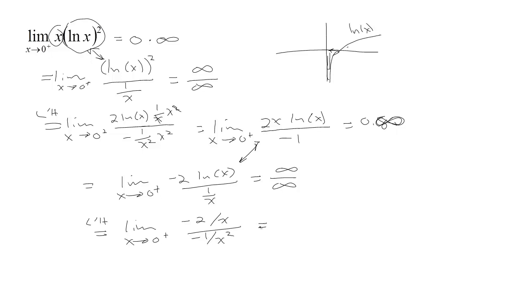Let's simplify that a little bit by multiplying top and bottom by x squared. And we have the limit as x tends to 0. These negatives cancel. If I multiply the top by x squared, I get a 2x. If I multiply the bottom by x squared, I get 1. So I have the limit as x tends to 0 from above of 2x, which is 0 now. So I finally see that this limit is 0 after a little bit of rearranging. That means that the x got to 0 faster than the ln x squared could go to infinity.